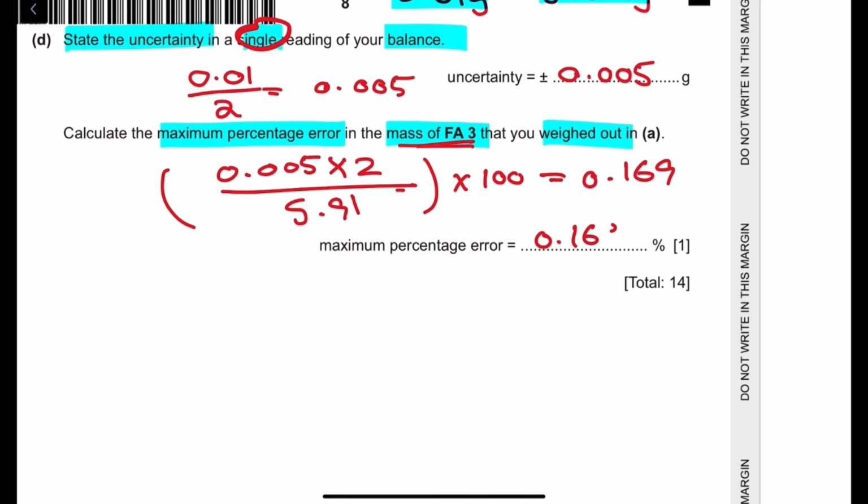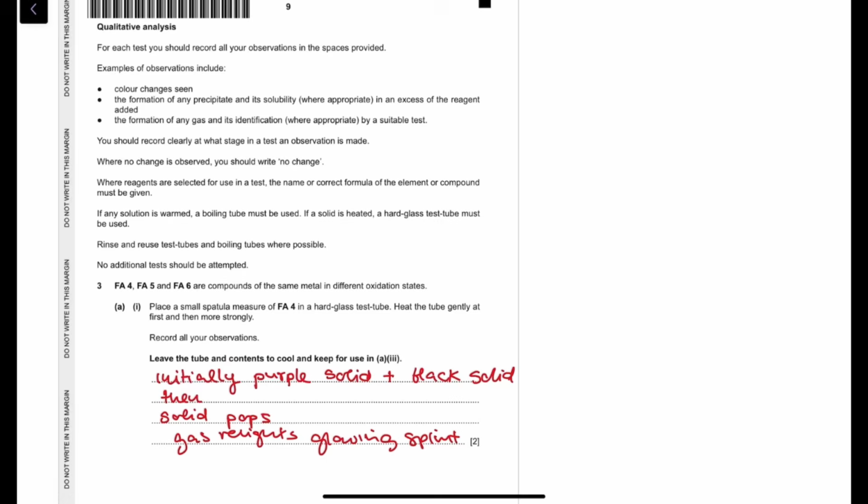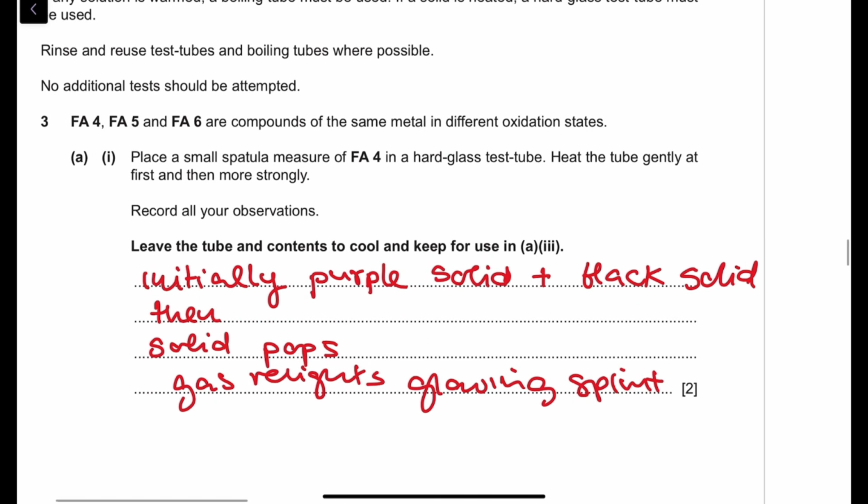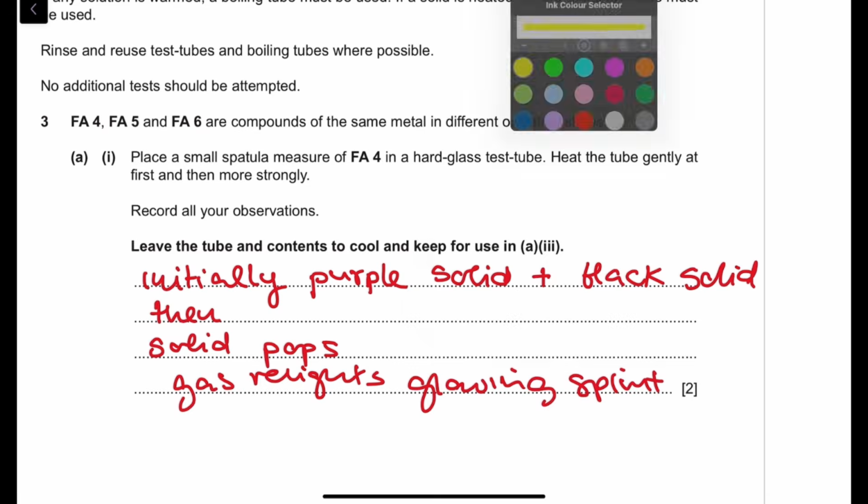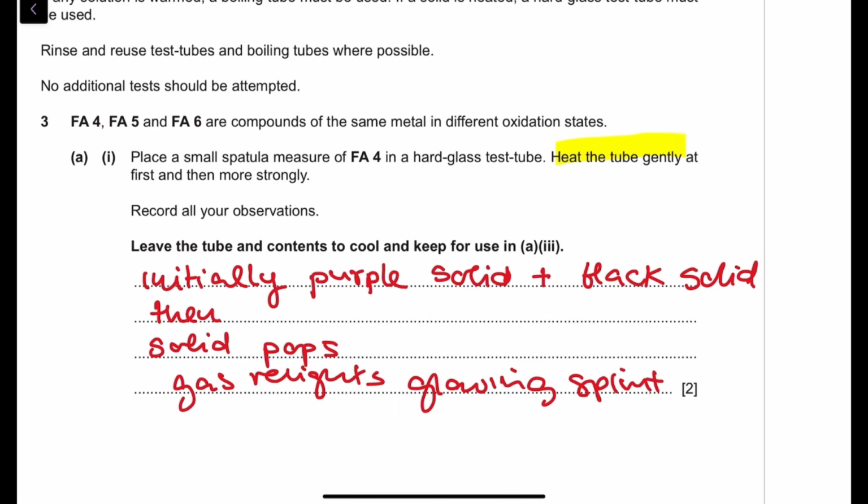And this is a very low value, as percentage errors tend to be. So for experiment or question number 3, they ask us to do a series of test tube reactions and to write down our observations. For this, all I can really say is try and write down as much as you possibly can. For example, in question A(i), they asked us to heat the tube gently and then more strongly.